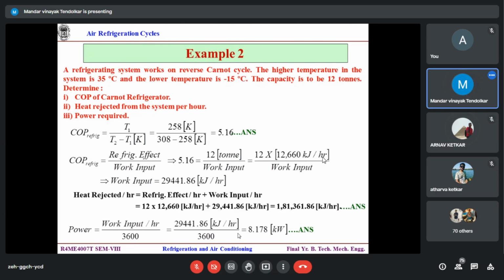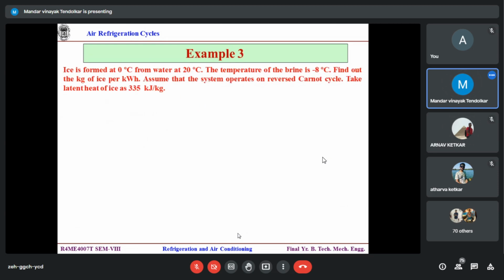8.16. Yes. Cross check, done. Ice is formed at 0 degrees Celsius from water at 20 degrees Celsius. What is the meaning of this? The heat absorbed or rejected by the water is the Cp delta T plus latent heat. 20 degree water to 0 degree water, and 0 degree water to 0 degree ice. If you miss the latent heat, you will end up in a miserable situation.